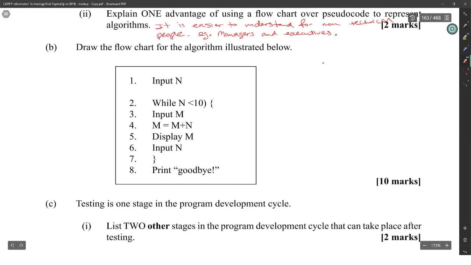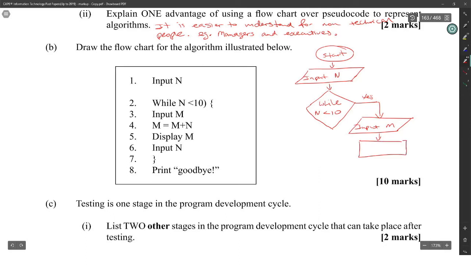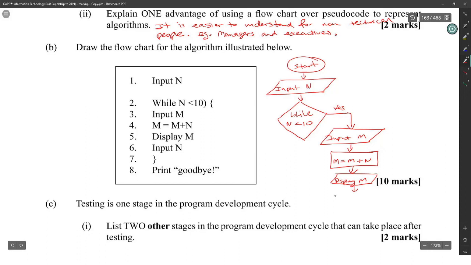Draw the flowchart for the algorithm illustrated below. Okay, input. Let's start. Input n would be a parallelogram, and then while n is less than 10, you have a yes. Your yes will be to input m, and then we have m equals m plus n, and then display n will be our parallelogram, and then we input n again. Then we loop back up, and while n is less than 10.